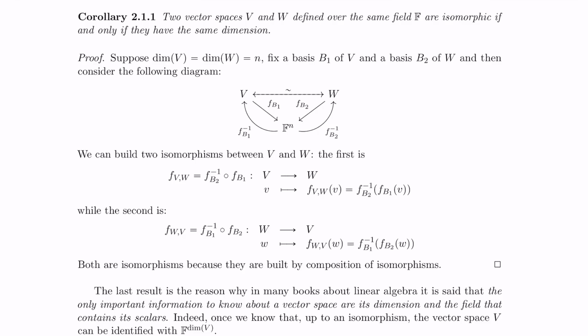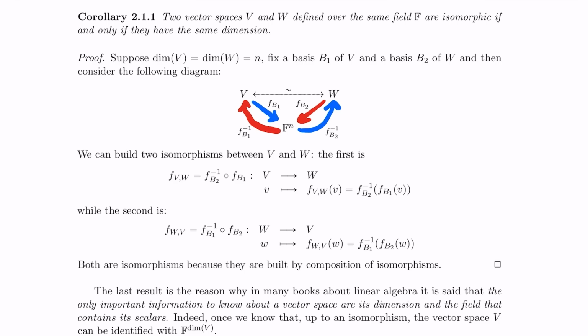For the first isomorphism, we have to follow the arrows that I'm underlining here in blue, this one here and this one here. The corresponding function is f of B1 composed with the inverse of f of B2. Instead, for the second isomorphism, we have to follow the arrows that I'm underlining now in red, this one here and this one here. And in this case, the corresponding function is f of B2 composed with the inverse of f of B1. Notice that in both cases we are building an isomorphism because we are composing isomorphisms.